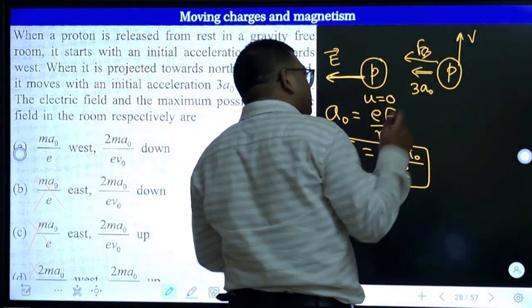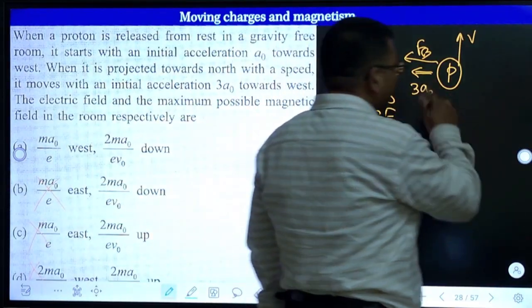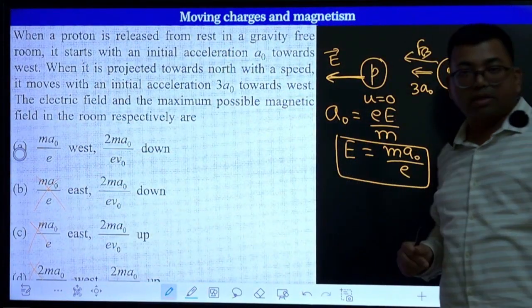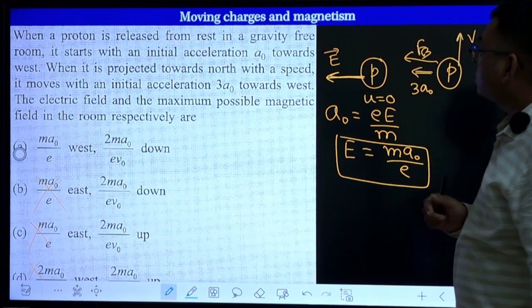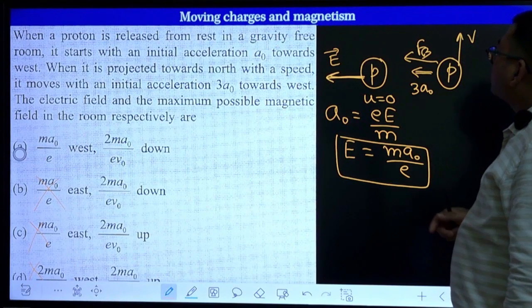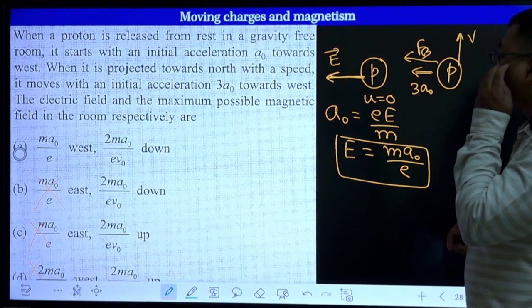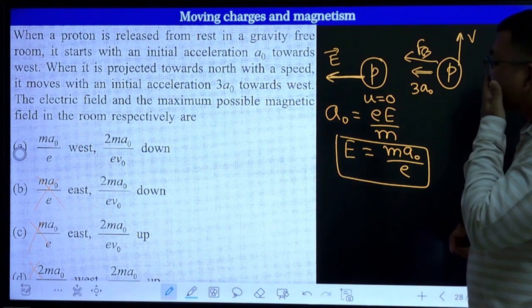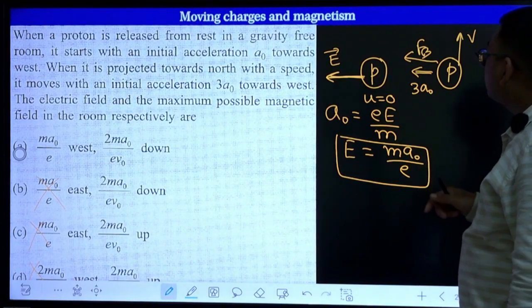That means inside means what? This is a horizontal plane, right? Inside means forward, towards the north direction. So which direction is this? First you calculate also.